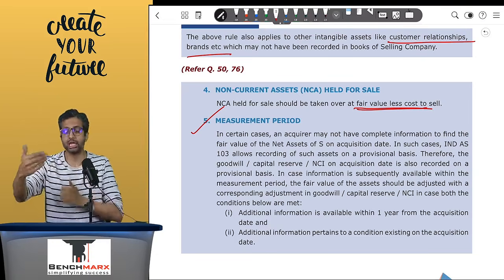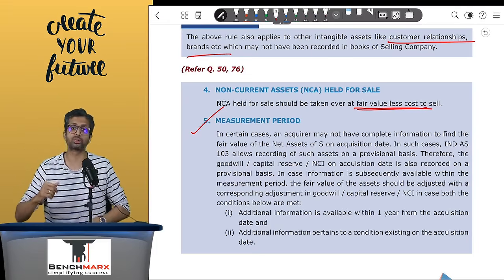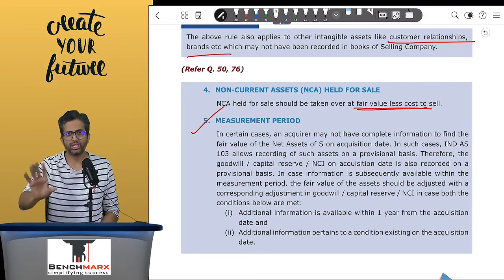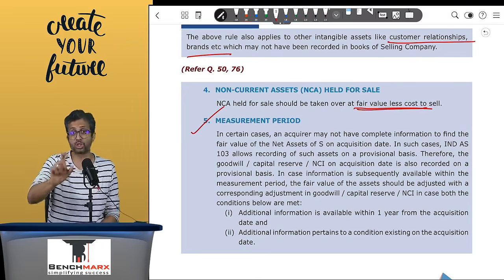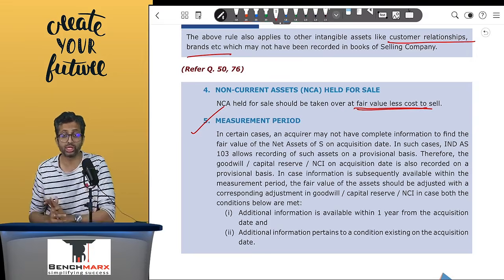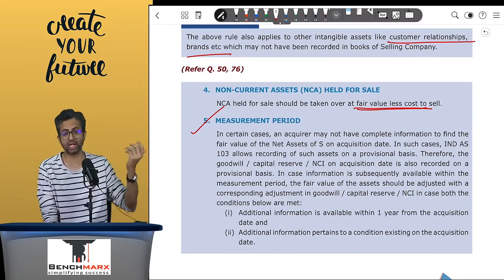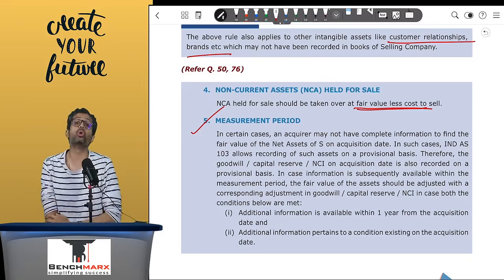So let us say in the post-acquisition period, within 12 months, you detect that there were certain customer relationships or brands which you missed recording, in which case you record the brands. If you record the brand as a separate asset, your net assets change. If your net assets change, your goodwill will also change. But if your net assets change and NCI is calculated using a percentage of net assets, then the NCI will also change. And thereby you will do a measurement period adjustment.